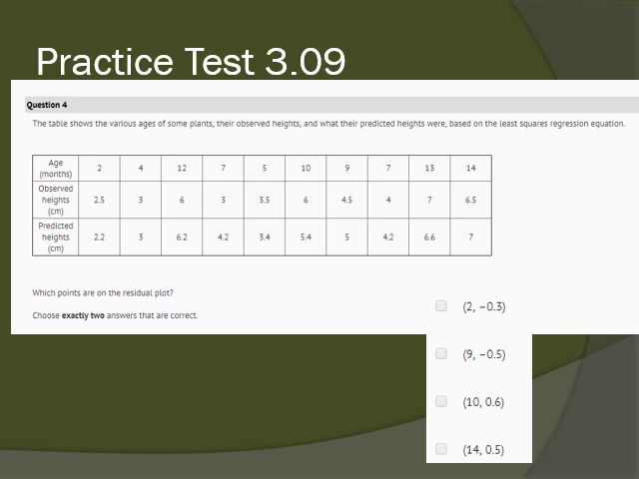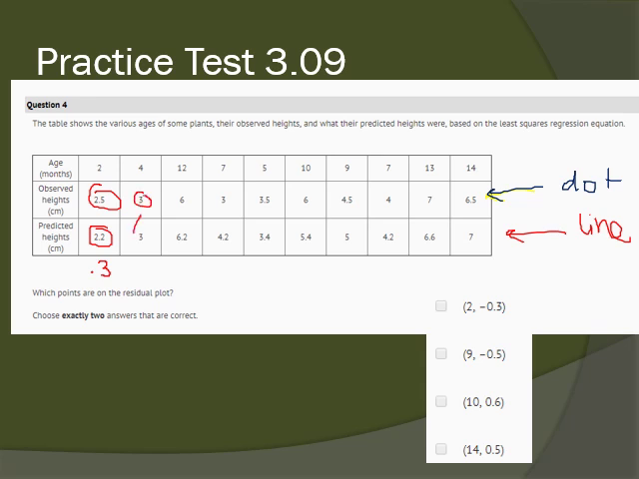All right, so the table shows the various ages of some plants, their observed heights, and what their predicted heights were based on the least squares regression equation. So observed, this is the dot. Ooh, I don't think yellow is a great color there. So this is the dot. And then predicted, that would be the line. So this is the line. Okay, so for a residual, you are going to subtract dot minus line, and that'll give you the residual. So I'm going to go dot minus line, so observed minus predicted, and so that's 0.3.